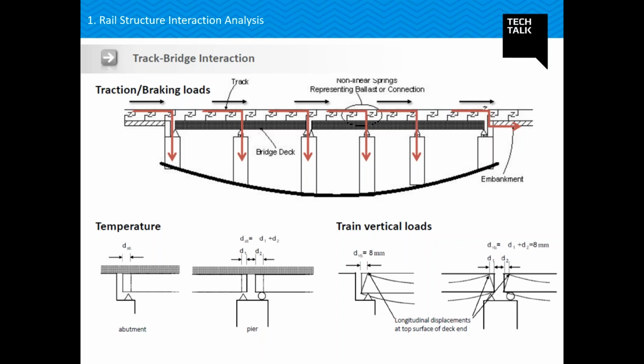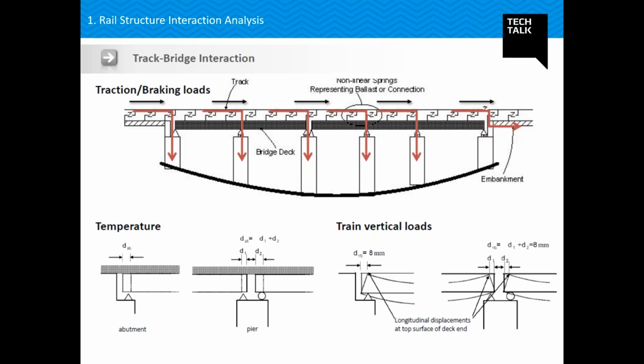Now coming to traction and braking loads. Whenever there is a tractive force or braking force applied on the rail, my rail will try to move with the direction of the force. But as it is connected to the deck via ballast, the deck will try to stop that. So due to this, there will be an interaction between my rail and the deck, and stresses will be generated due to braking and traction effect in the deck as well as in the rail.